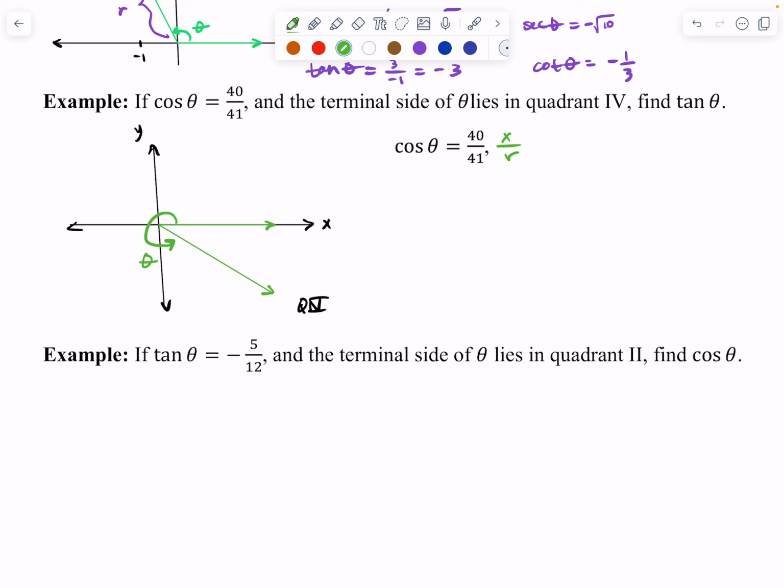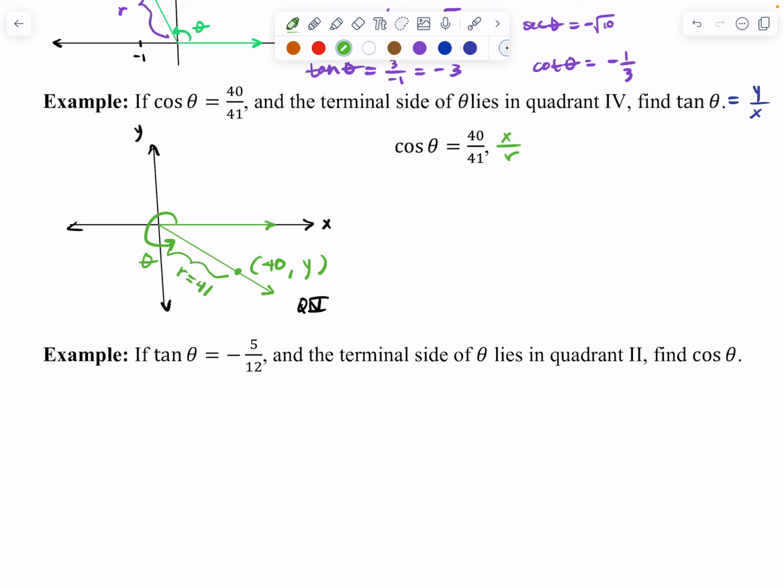So this is theta. Now, cosine being x over r, that means that the terminating side of theta will pass through a point that has an x-coordinate of positive 40. Since we're in Q4, x is positive. We don't know what the y-coordinate would be when x is equal to 40. But we do know that the distance of that point to the origin would be 41. Okay, and tangent of theta, remember, is y over x.